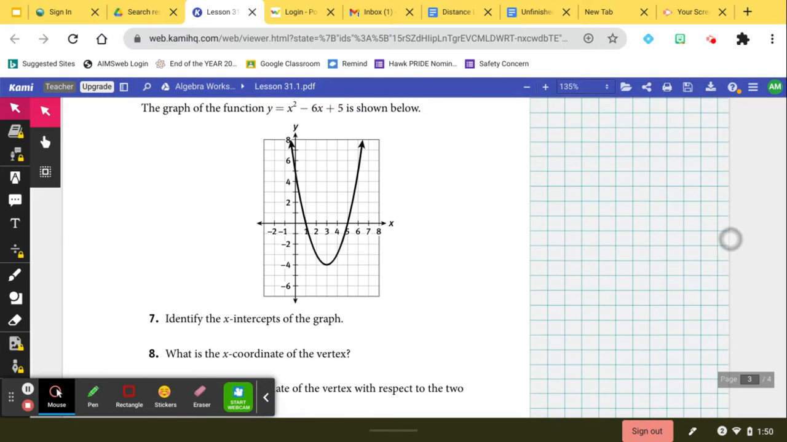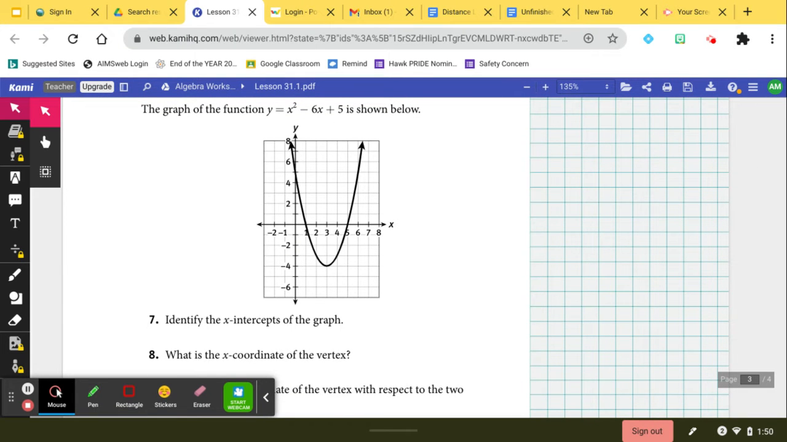So the graph of the function y equals x squared minus 6x plus 5 is shown below. So it says identify the x-intercepts of the graph. Well, that is going to be 1 and 5.